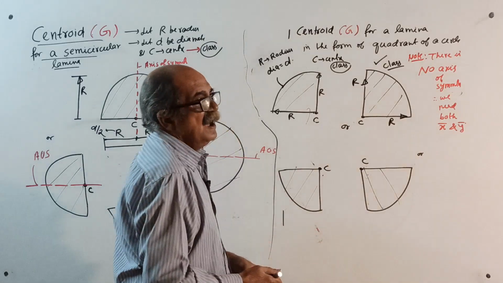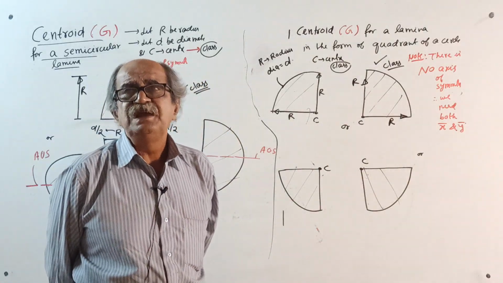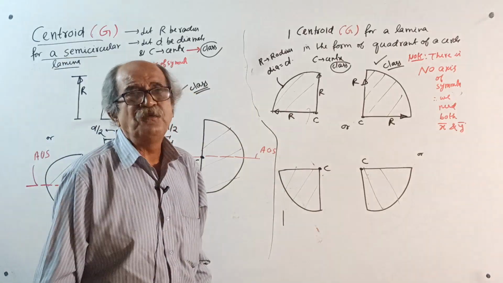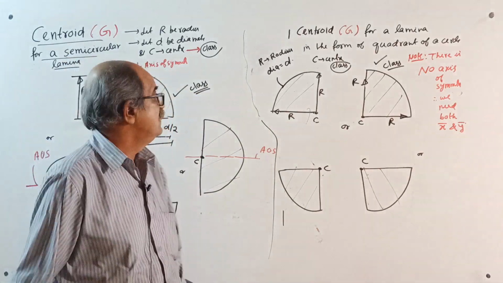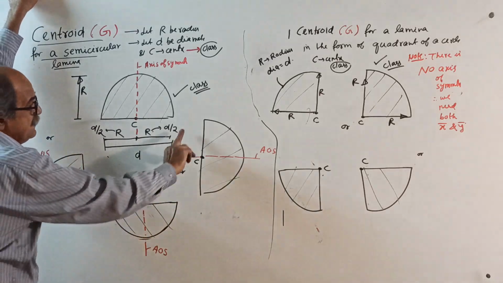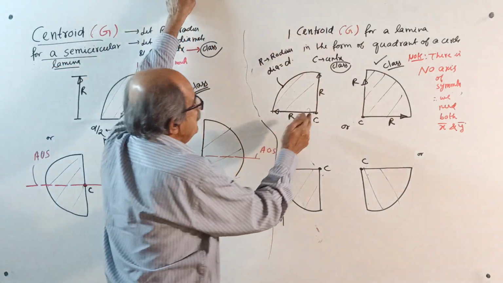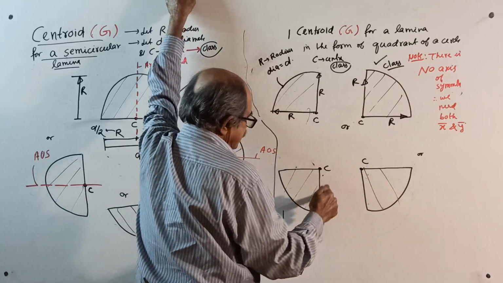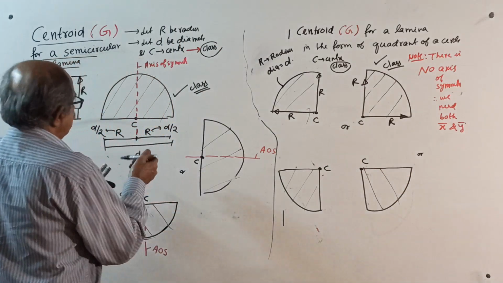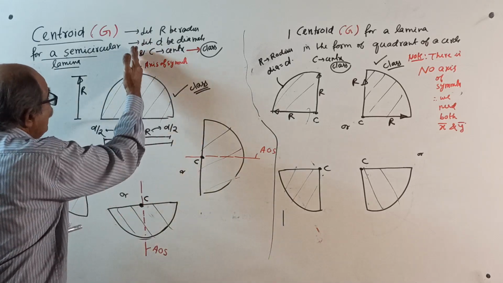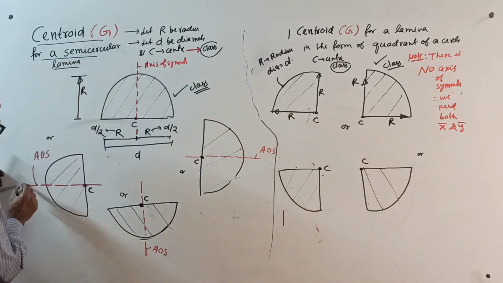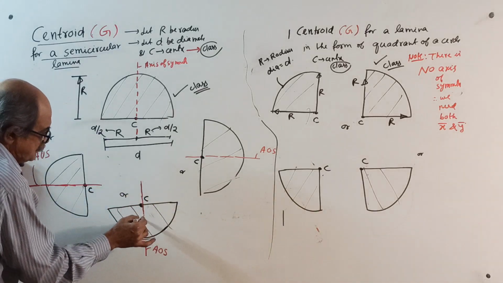Sufficient. Now, I already told you, the centroid G lies on the axis if there is one. Once again, write: if there is an axis of symmetry, the centroid lies on that axis. Now a semicircle can be like this, like this, like this. Or a quadrant can be like this, like this, like this. First come to the semicircle. For a semicircle, this is the axis of symmetry, because both sides are the same. Same way here, this is an axis of symmetry.